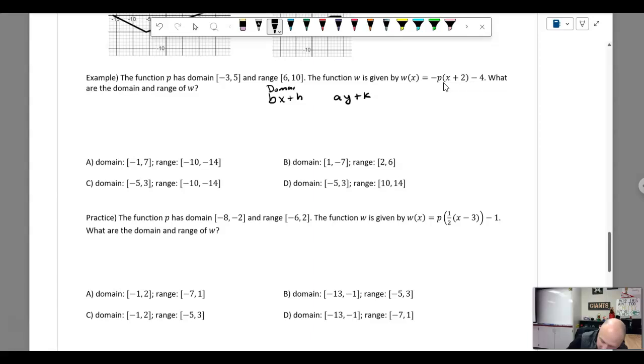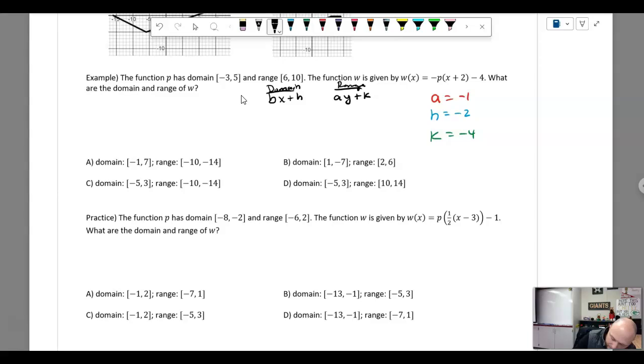Okay, so this is domain, this is range. And so they say domain is given -3 to 5 and range is 6 to 10. The function w is given by -p times x plus, or of x plus 2 minus 4. So the parameters that are given, a is equal to -1, h is equal to -2, k is equal to -4.